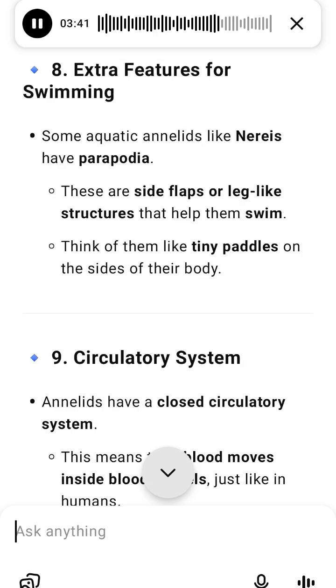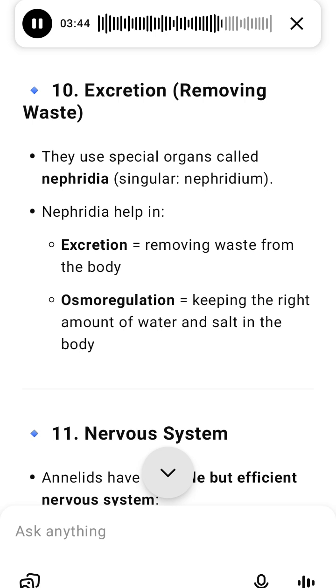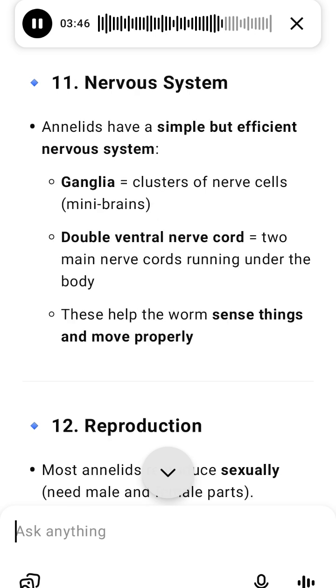Why are annelids important? Earthworms help farmers by loosening the soil and adding nutrients through their poop. Leeches are sometimes used in medical treatments for blood circulation. They are also part of the food chain, eaten by birds, frogs, and fish.